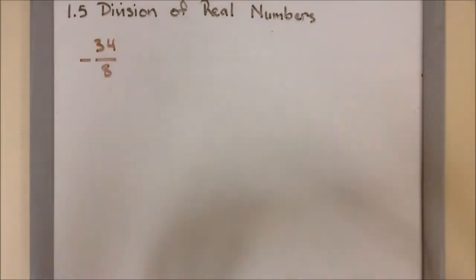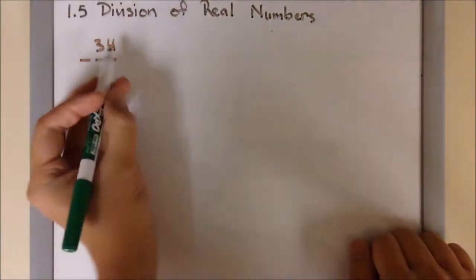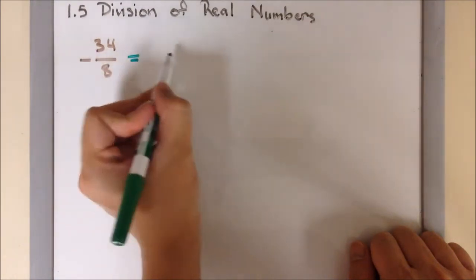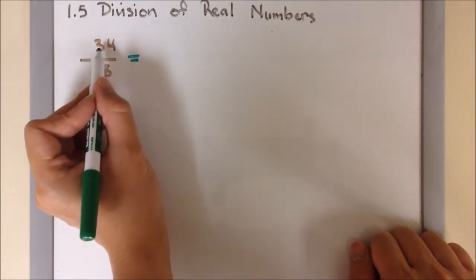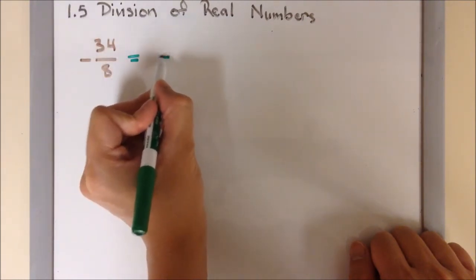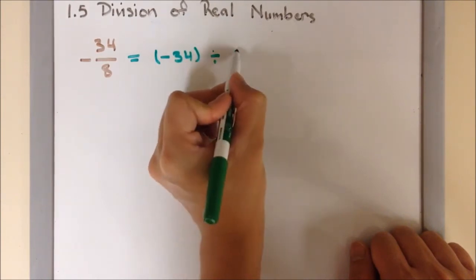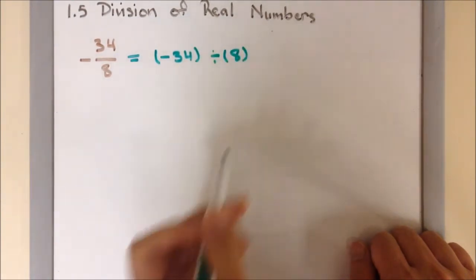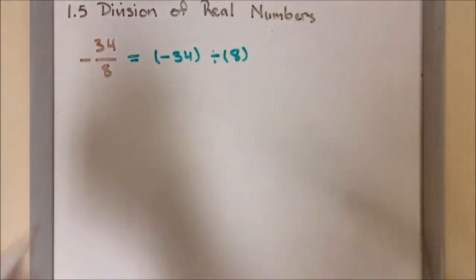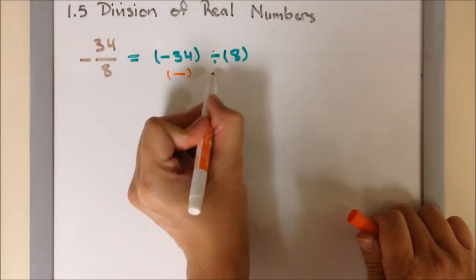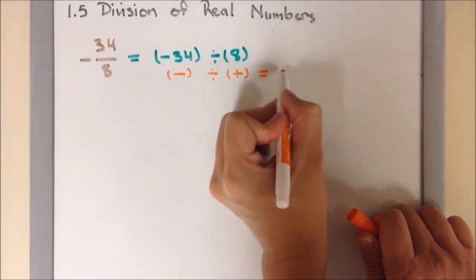For our fourth example, we have negative 34 over 8. I'm going to rewrite it as a division. Now, in the event you do have a negative, I want to have the negative be with the first number, or the numerator. So it's going to be negative 34 divided by positive 8. Check sign for our final answer. So negative divided by positive, our final answer should be negative.